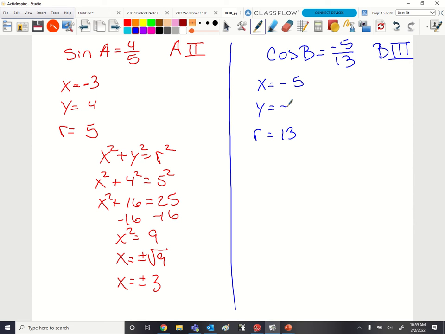So again, we're going to do the Pythagorean Theorem, which is x squared plus y squared equals r squared. Plug in my values. Parentheses, negative 5 squared plus y squared equals 13 squared.